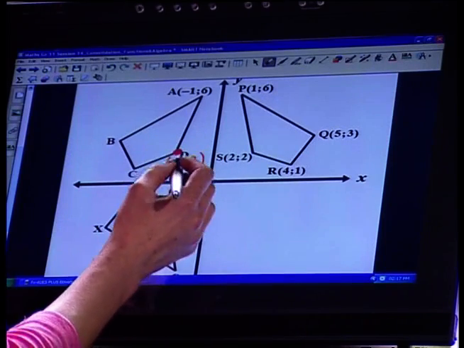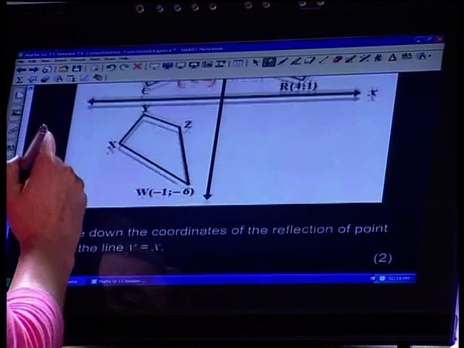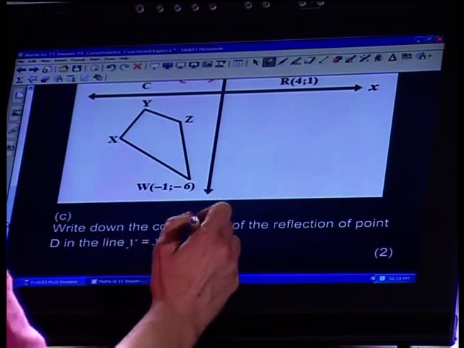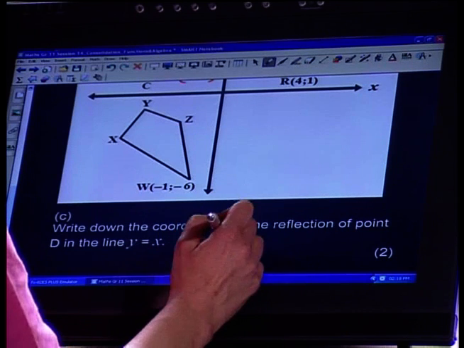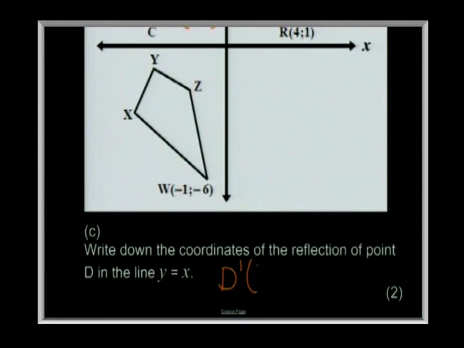Now that we have the coordinates of D, which are -2 and 2, we have to reflect D in the line y is equal to x. Now the rule for reflection in the line y is equal to x is a very simple one, guys. All that happens is the x and the y coordinates switch around. So if my x and y coordinates were -2 and 2 respectively to start with, once I've reflected in the line y is equal to x, the reflection, let's call it D dash, will be 2 and -2. All that happens is that the coordinates switch around.